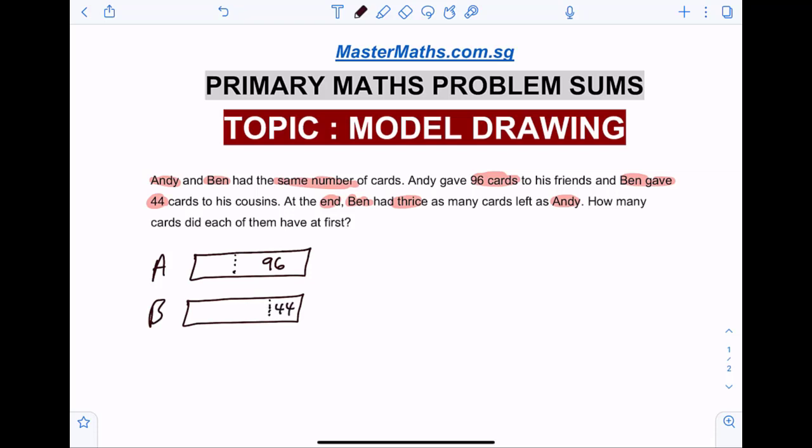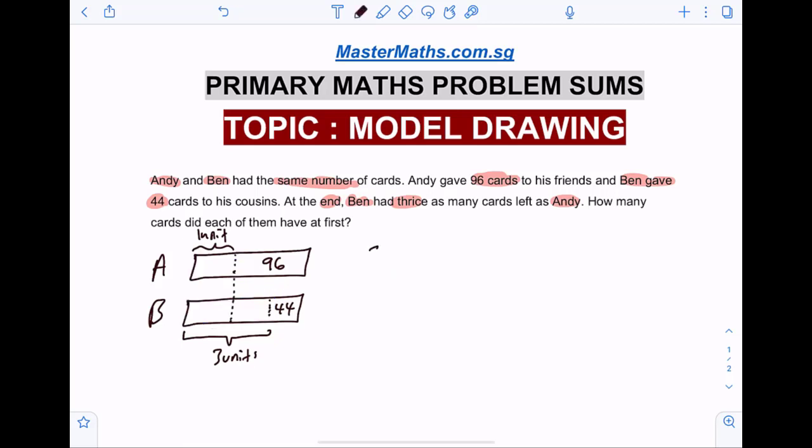And at the end of the day, Ben will have thrice as many cards left as Andy, which means this section right here will be 3 units, and over here will be 1 unit. Okay, and if you continue the dotted line downwards, the difference between 3 and 1 unit is actually 2 units, which occupies this section right here.